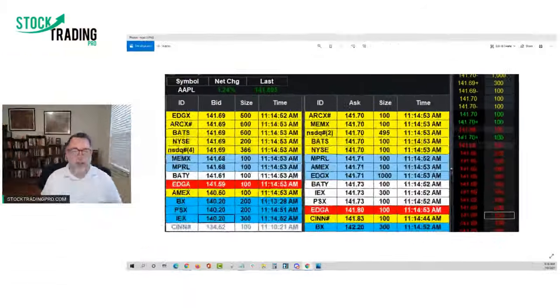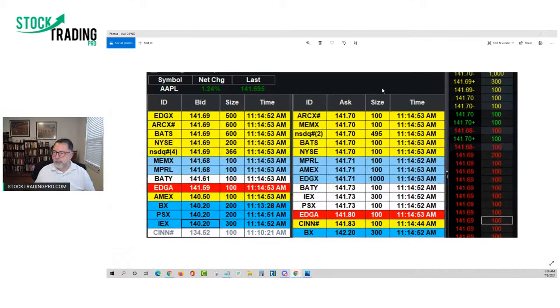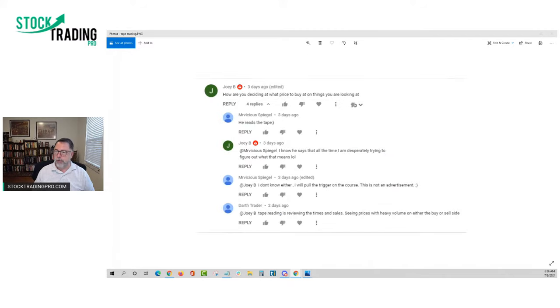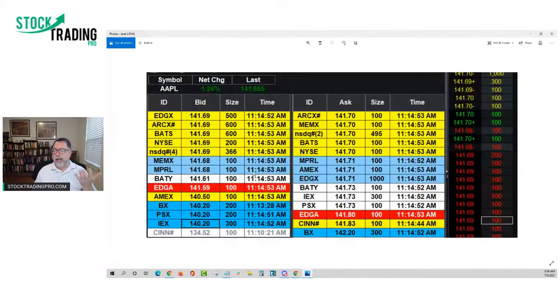So we're going to go out to the larger picture of this again. So the ad, and I keep using the word advertise very specifically. Here's the advertised bid, people advertising to buy. Here's the advertised ask, people advertising to sell. What we see over here in this window is exactly what Darth Trader is talking about here, reading time and sales, seeing prices with heavy volume on either the buy side or the sell side. So he's technically correct. But the question is, how do we read that?